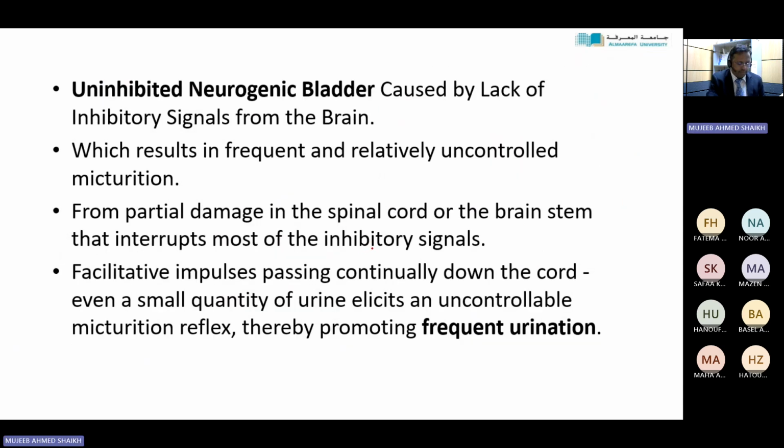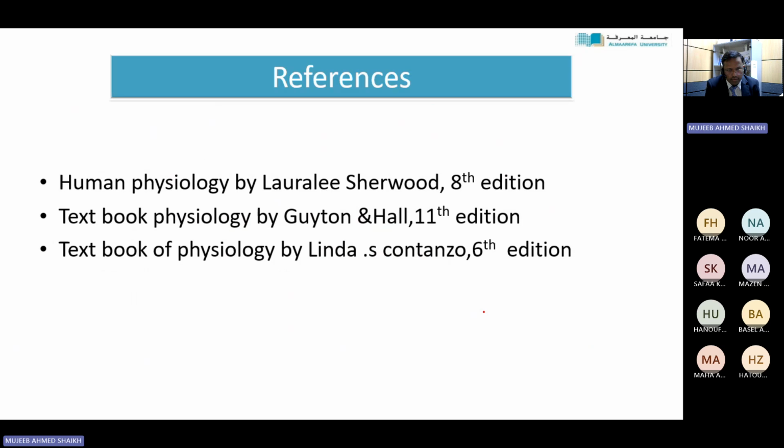The third abnormality of the micturition reflex is uninhibited neurogenic bladder, caused again by lack of inhibitory signals from the brain, which results in frequent and relatively uncontrolled micturition, or maybe from partial damage to the spinal cord or brain stem, which will interrupt the inhibitory signal. So either partial damage, sometimes stroke, or sometimes half of the spinal cord or the higher centers are damaged. This will lead to frequent urination without any inhibition. This is called uninhibited neurogenic bladder.